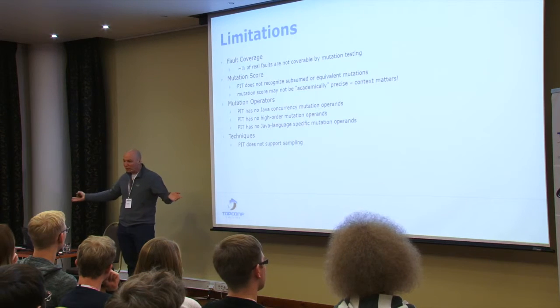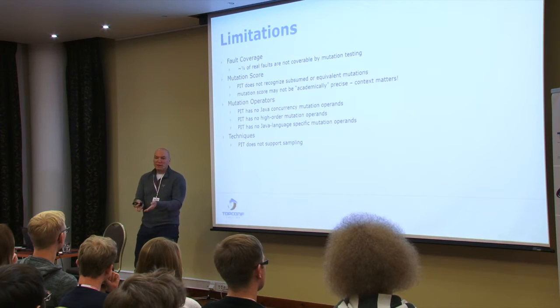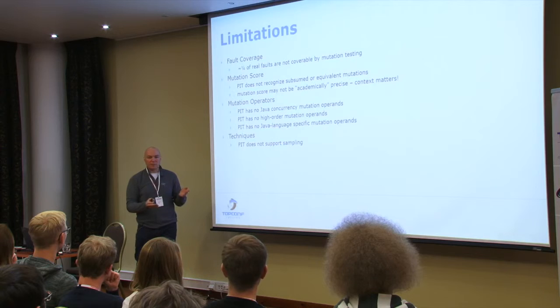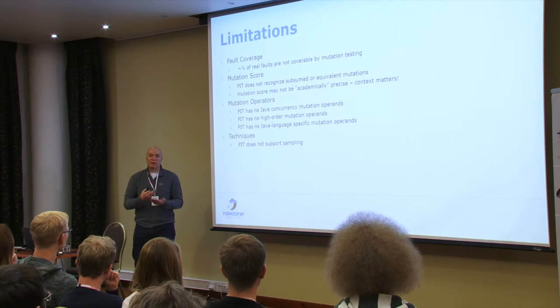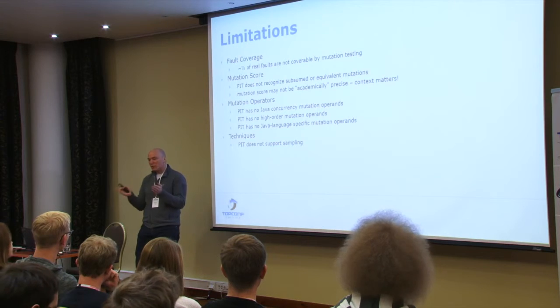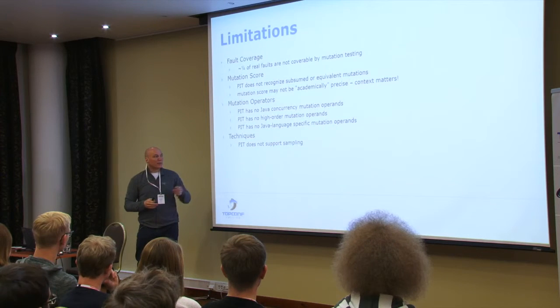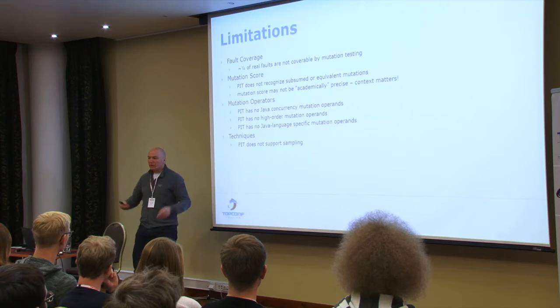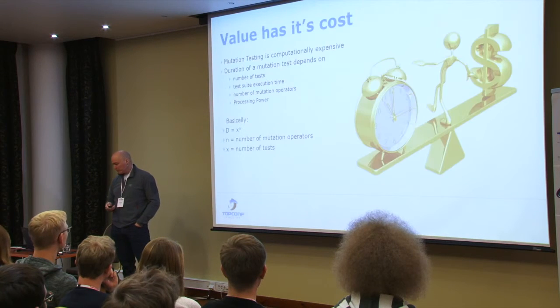So you generate a lot of mutants and only say, let's run the mutation test for only 10% of those to get really fast feedback of the mutation score. They showed the mutation score is still quite okay, but PIT doesn't support it. You can only run the full mutation suite.